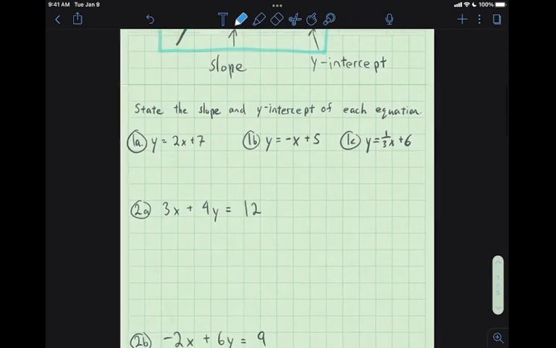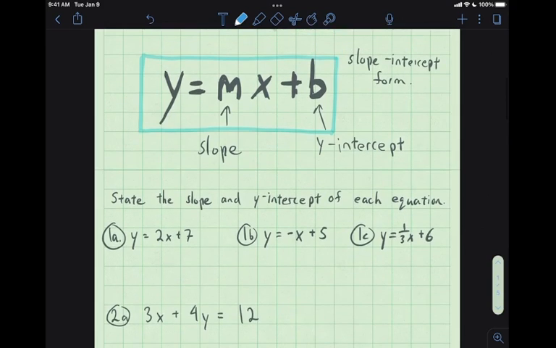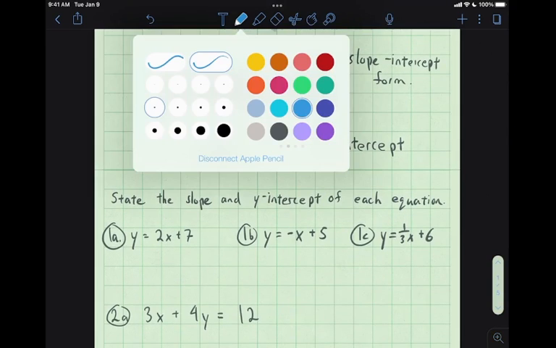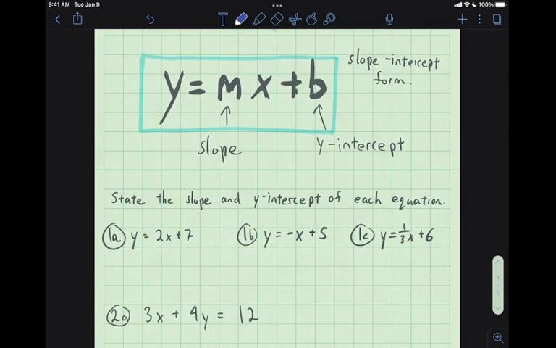So, a couple of problems here. We're just reading y = mx + b. Let's say, like this blue. So here, our slope, using this equation, reading it, we see our slope is 2, and then our y-intercept has a value of 7. This next example, our slope here is -1. Our b value, also known as our y-intercept, is 5. In this last example, 1c, our slope is 1/3. Our y-intercept has a value of 6.